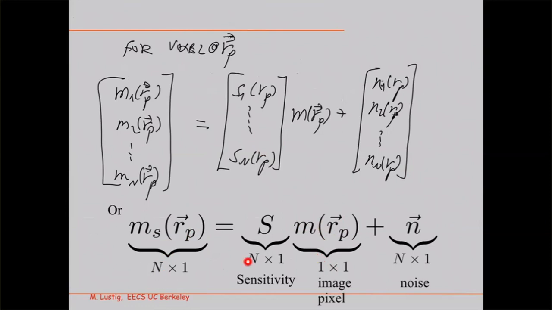It is multiplied by n by 1 sensitivities. This is a vector which is n by 1, representing the sensitivity of coils 1 through n at position RP. And then that gives me the values of the weighted images M sub S at RP. This is an n by 1, this is an n by 1, this is a 1 by 1. And of course, each one of these coils is also collecting noise, so I've got a noise vector, which is n by 1 as well.